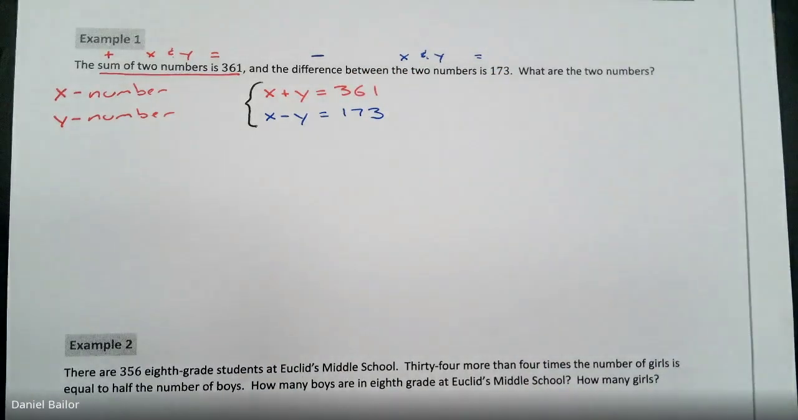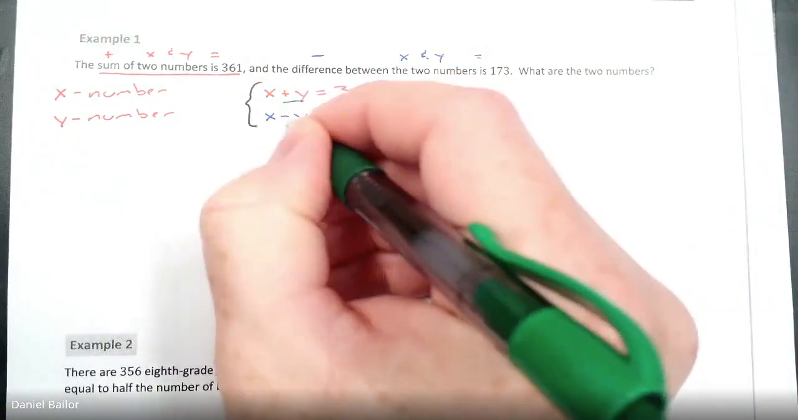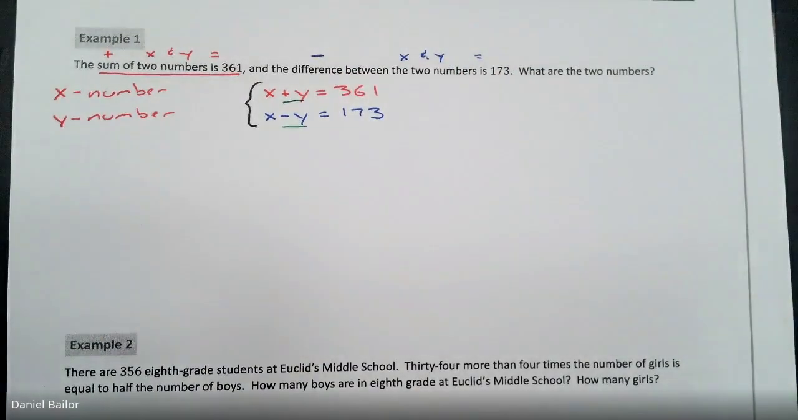So that is my system. Two equations I made from the word problem. What's the best way to solve this system and find the two numbers? Well, I'm looking at this and I remember the substitution method, I remember the elimination method, and I see right here that I think the elimination method is going to work best because I see a plus y and a minus y. Those are opposites, so I can eliminate y.